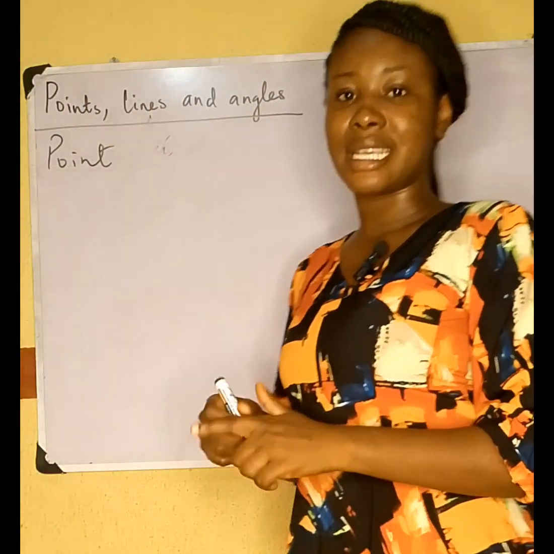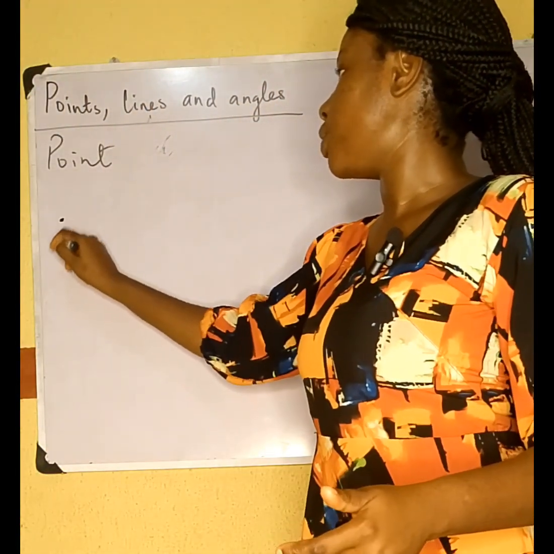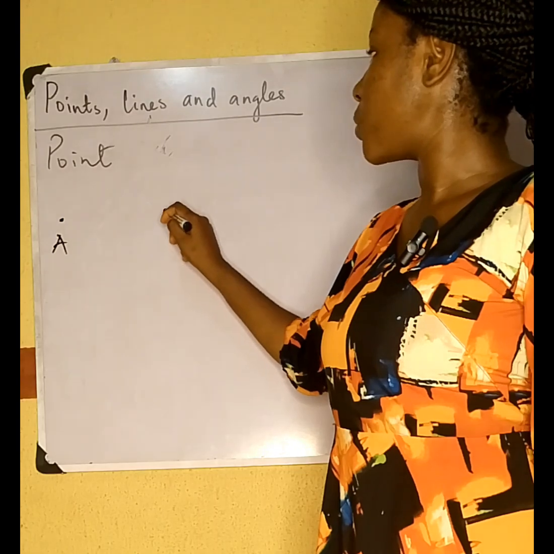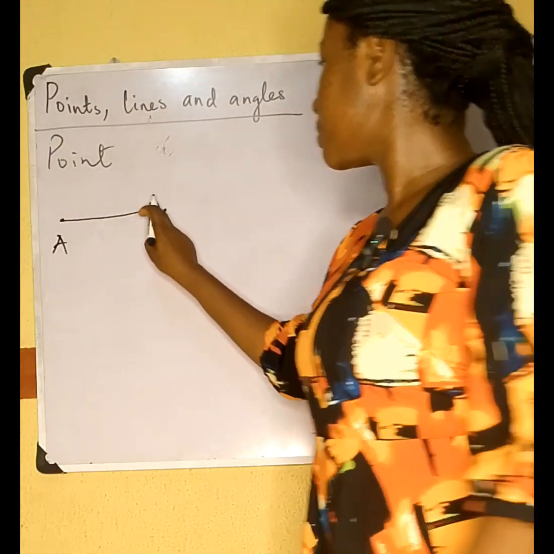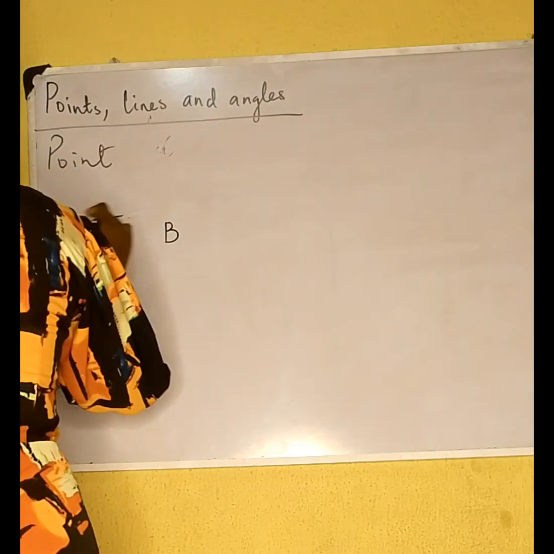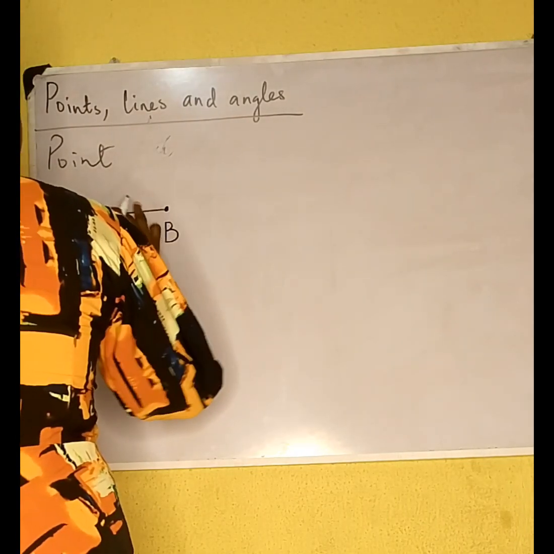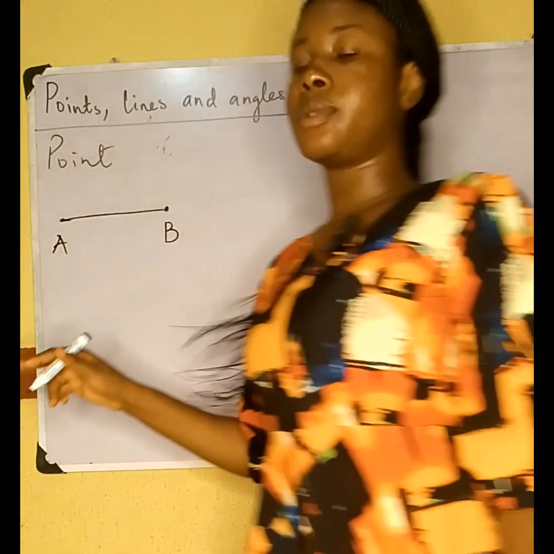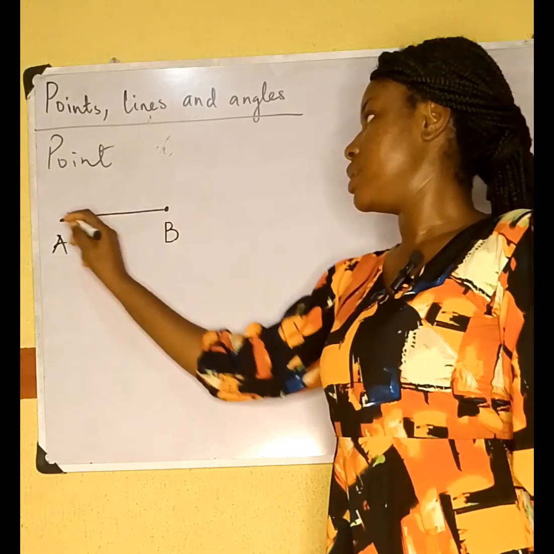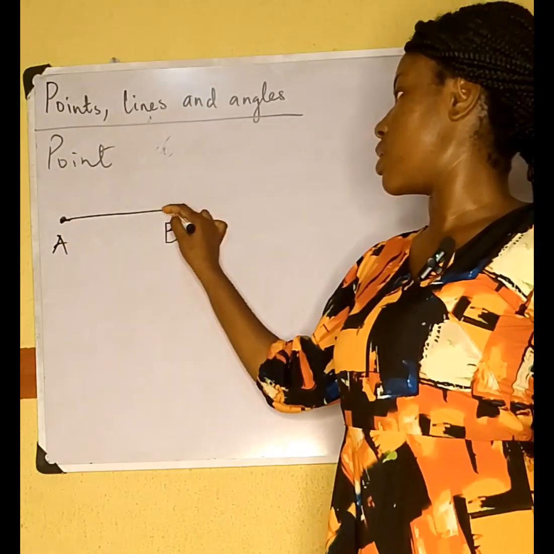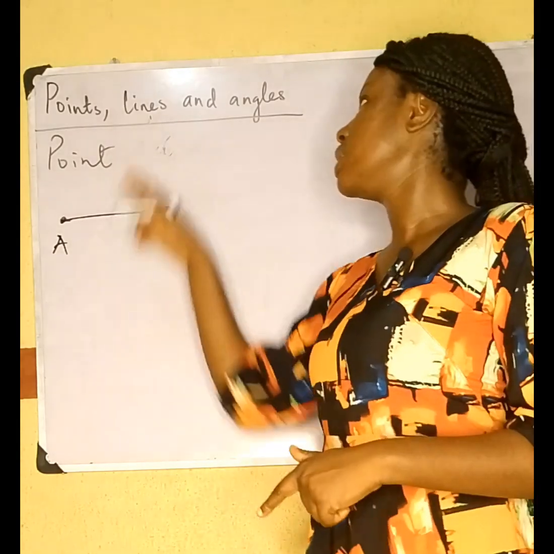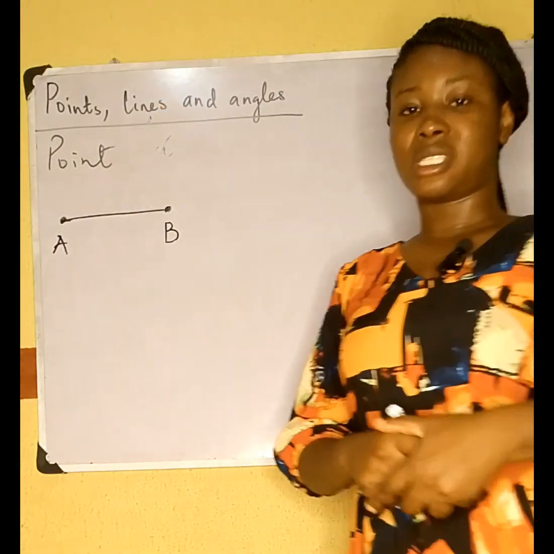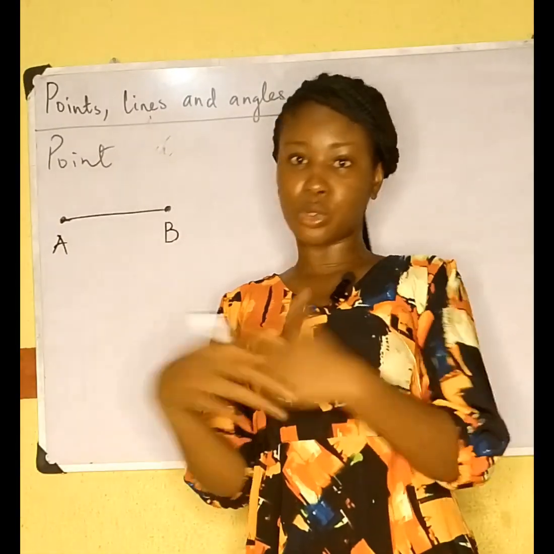So if you have a point, you can call it A. You have another point, you call it B. This is our point A and this is our point B. The distance between point A and point B is now called a line. So when they ask you what a line is, it is the distance between 2 points.